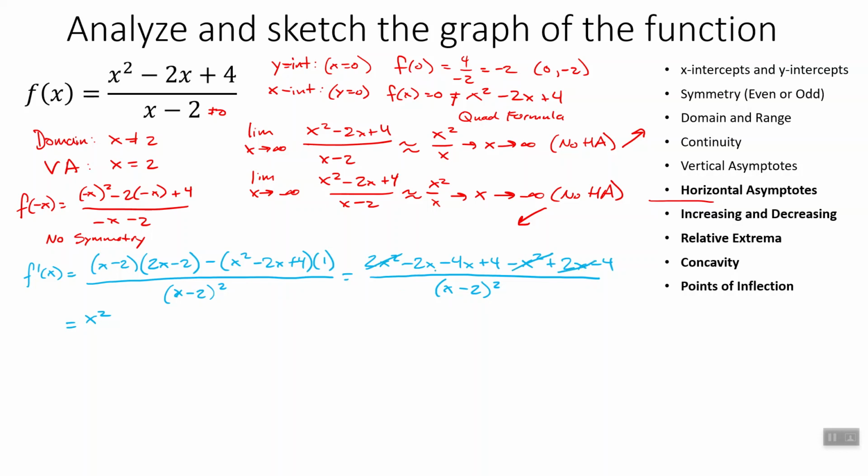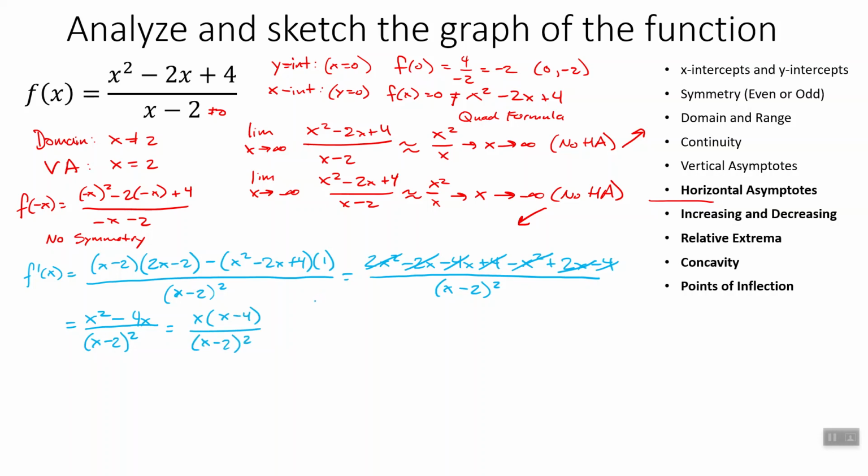We've got a minus 2x and a plus 2x. They cancel out, and a minus 4x, so we still have the minus 4x. Now we've got a plus 4 and a minus 4. Well, those cancel out. All right, so there's all of our top right there. Looks like we can factor out an x from that. The bottom is still x minus 2 squared. If we factor out an x, we get x times x minus 4 over x minus 2 quantity squared.